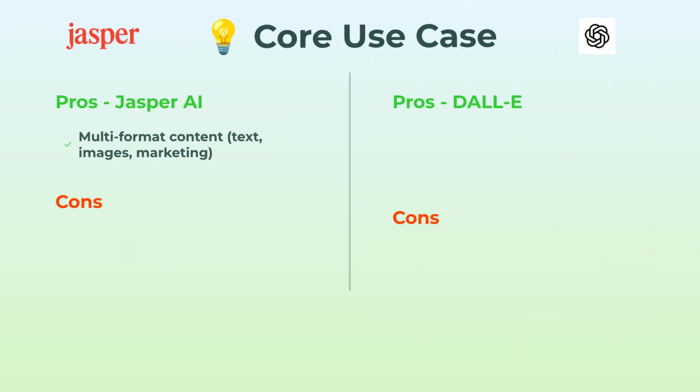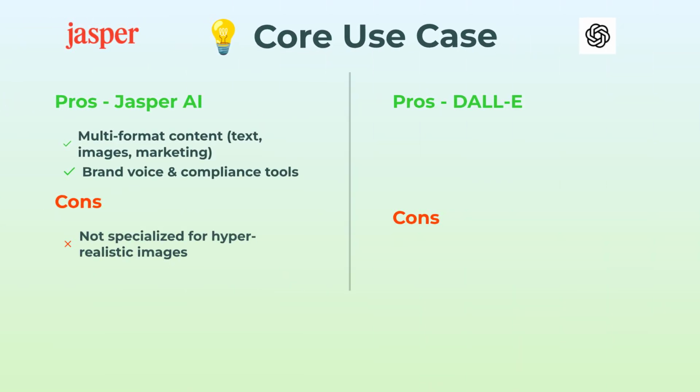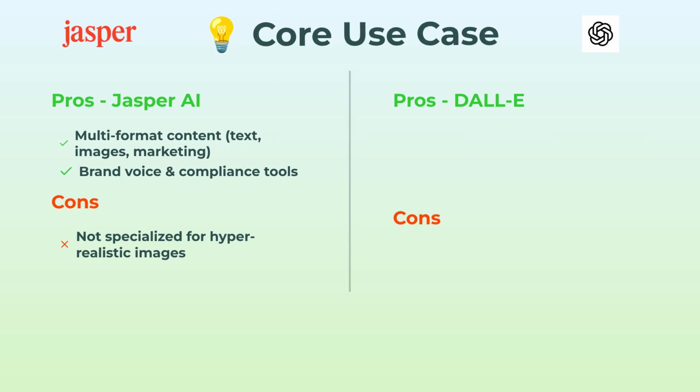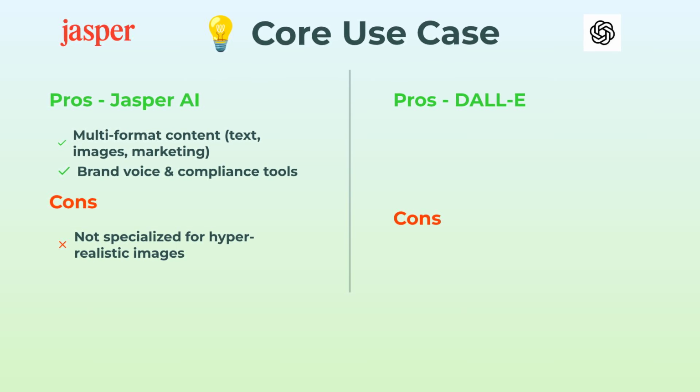Starting off, let's talk about core use case. Jasper AI. It's actually like the Swiss Army knife for content creation. Does text, does images, plus it's loaded with brand voice and compliance tools, which is super handy for pros out there. The only thing is, it's not hyper-focused on realistic images, just so you know.